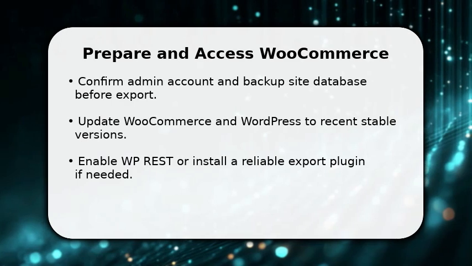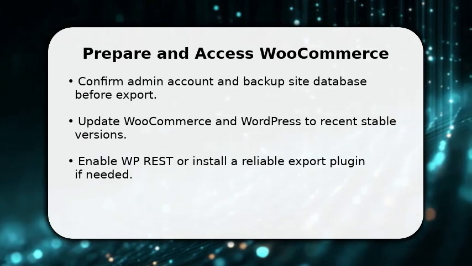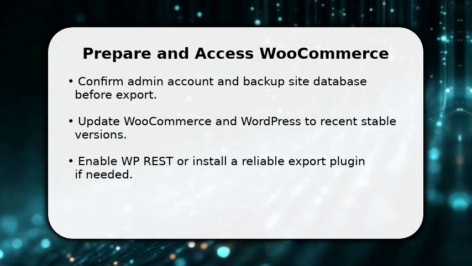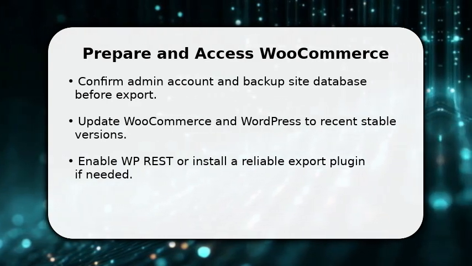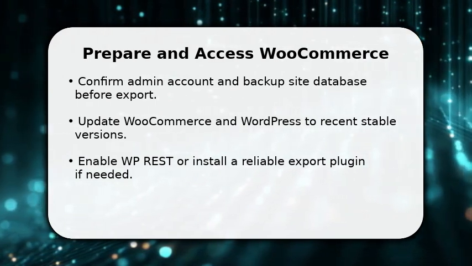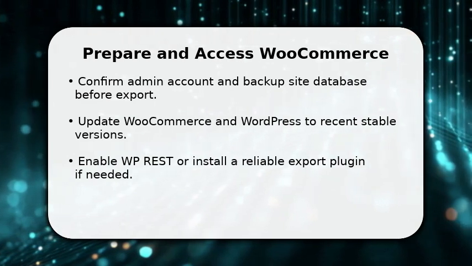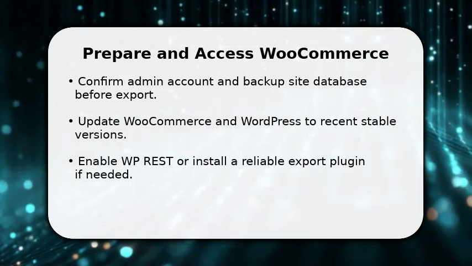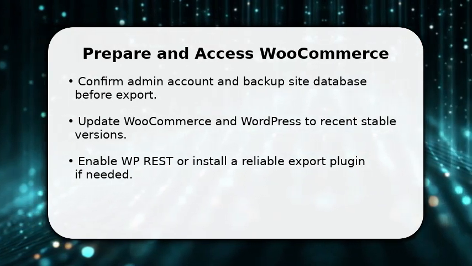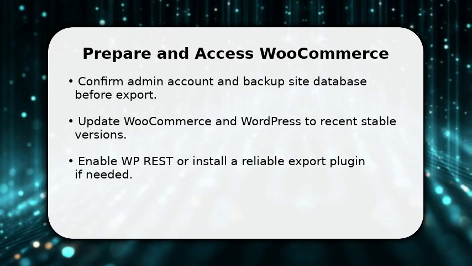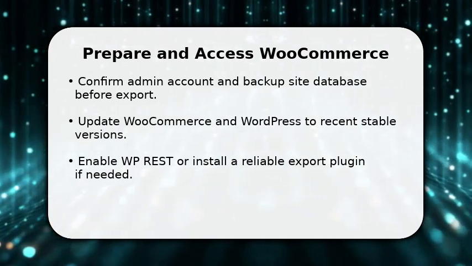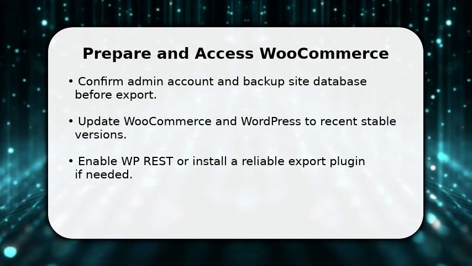You start by ensuring you have an admin account and a recent backup. That protects customer records if something goes wrong. Once done, log into WordPress and open WooCommerce customers or use the plugin settings screen. Make sure core plugins and WordPress are updated so export functions correctly. If you prefer REST API, enable application passwords now. If using a plugin, install and activate it, then follow initial connection prompts. This prepares the site and gives you the controls to begin exporting customer data.